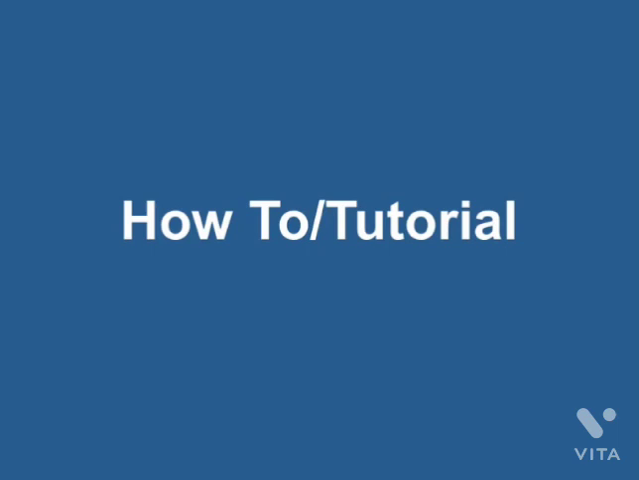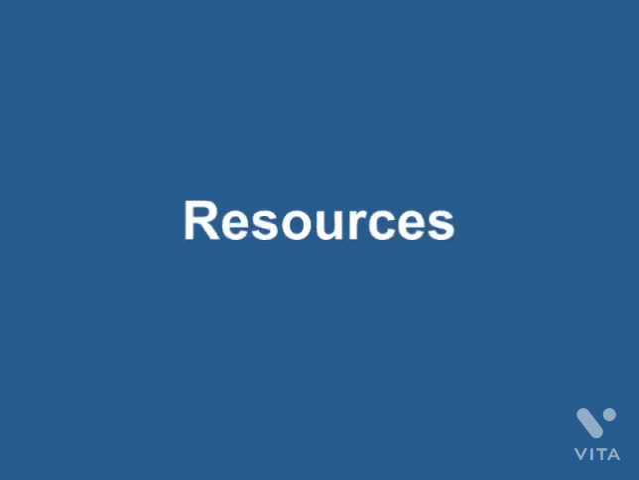The next type of content is resources. You could write a list of resources that are related to your niche. So let's say you're in the productivity niche. You could write a list of productivity tools which will help people get things done.